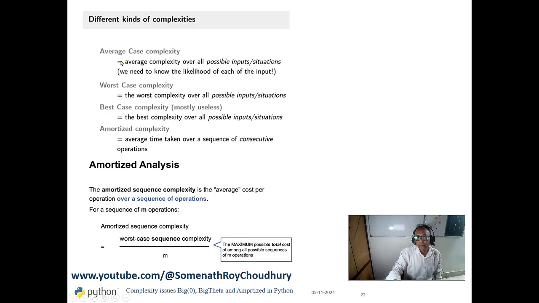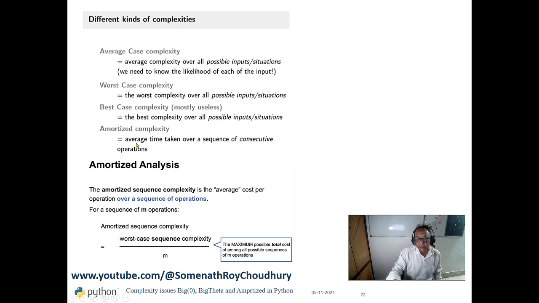So what we have covered is the average case complexity and worst case complexity. These two matter most, basically big O and big theta, and the best case, big omega, we do not consider. So this is practically of no use. And now I wish to cover the amortized complexity.